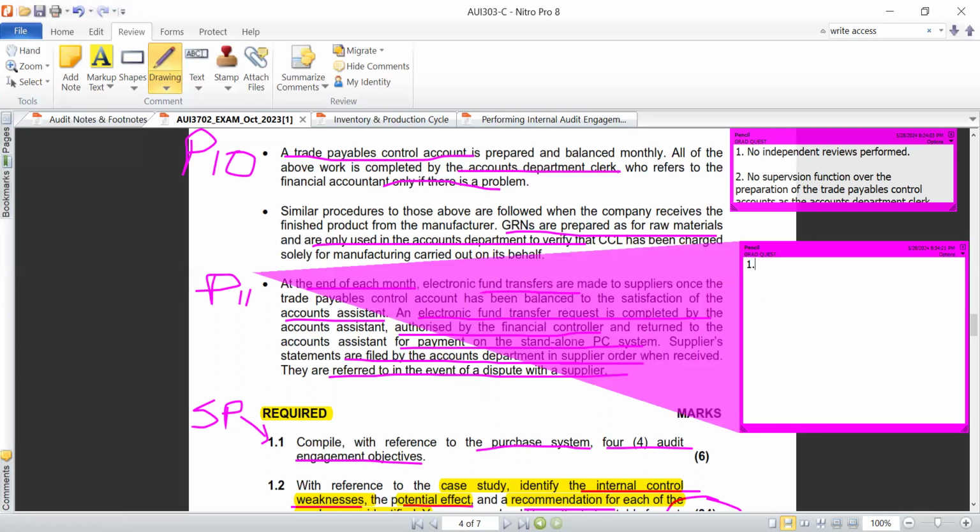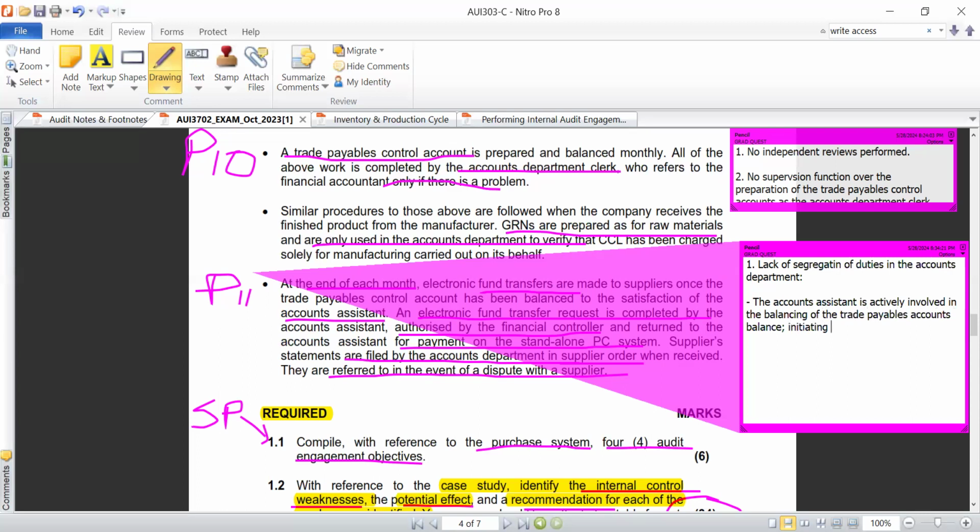So the first thing I can already see is lack of segregation of duties in the accounts department. Why? Because the accounts assistant is actively involved in the balancing of the trade payables accounts balance. That's number 1.